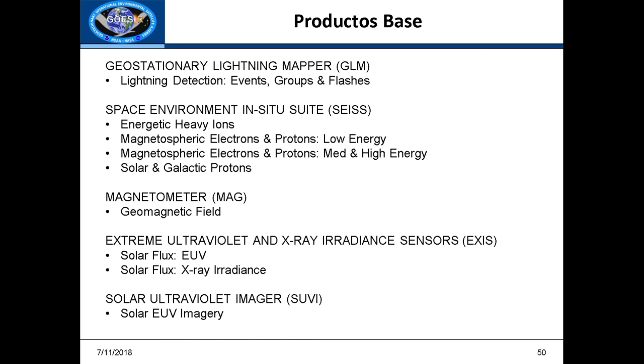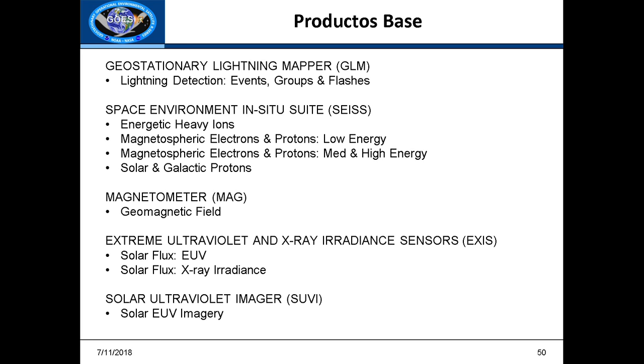These are all the space weather products. The GLM is a lightning detection that has events, groups, and flashes. And there's a new product on the GeoNetCast now, made available by Brazil. The SEISS products, magnetometer, EXIS, and the SUVI products.